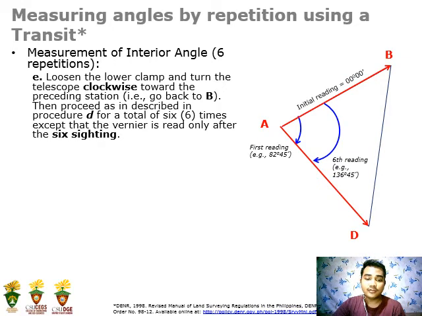Next, loosen the lower clamp and turn the telescope toward the preceding station. Go back to B.